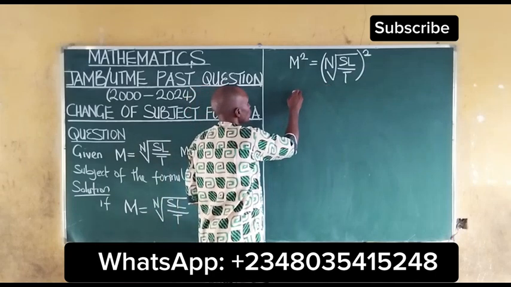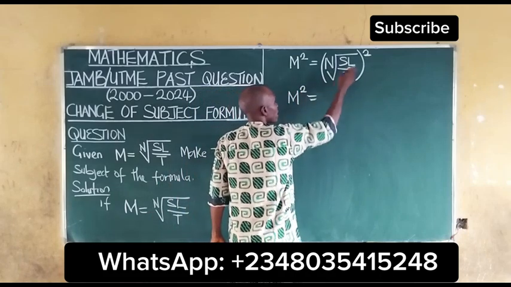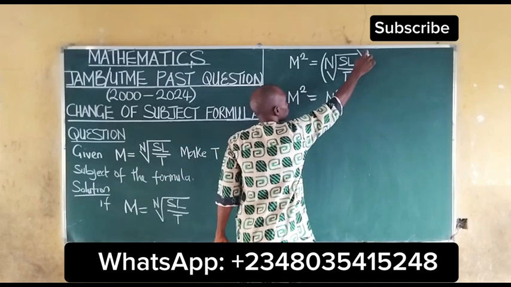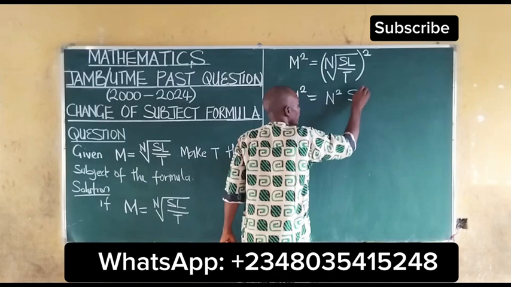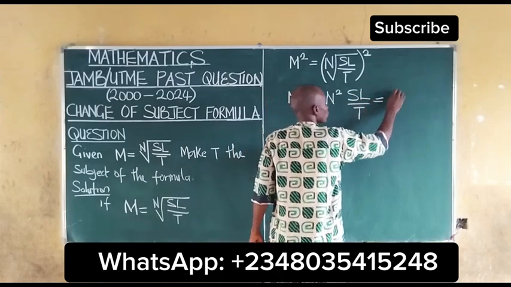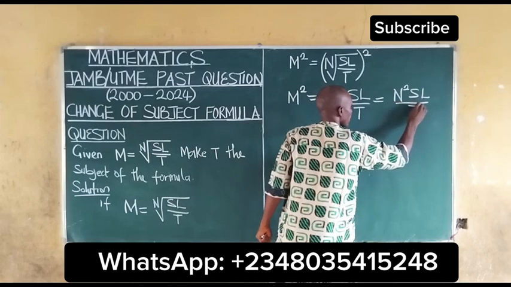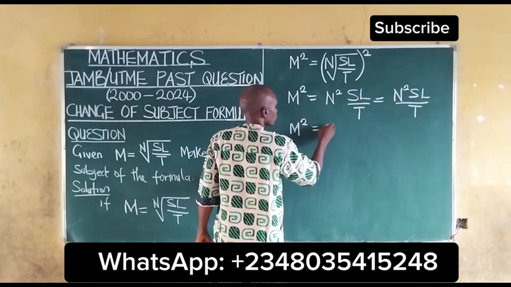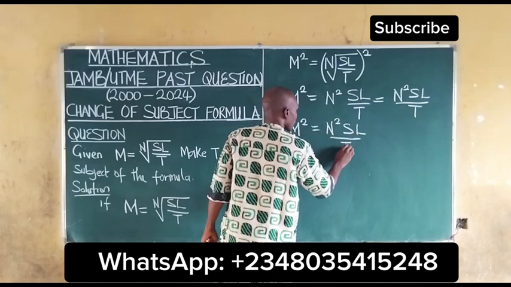So the next thing to do is to open the bracket. If we open the bracket, this becomes n squared. This square will cancel this square root. So we have just SL all over T, which is also equal to n squared SL all over T. So we have m squared to be equal to n squared SL all over T.